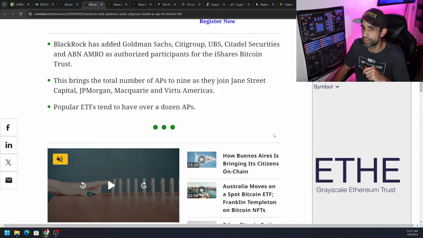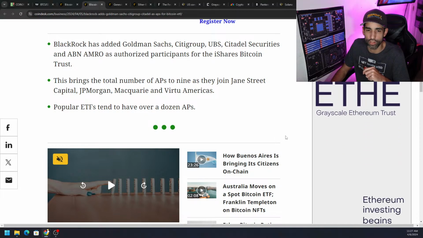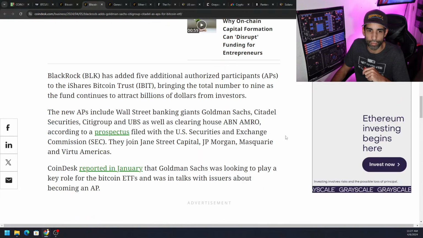I was looking at buying some of that. I should have got it when it was below $30, but I didn't. But yeah, they've added these additional participants to the IBIT, bringing the total number to 9 as the fund continues to attract billions of dollars from investors.